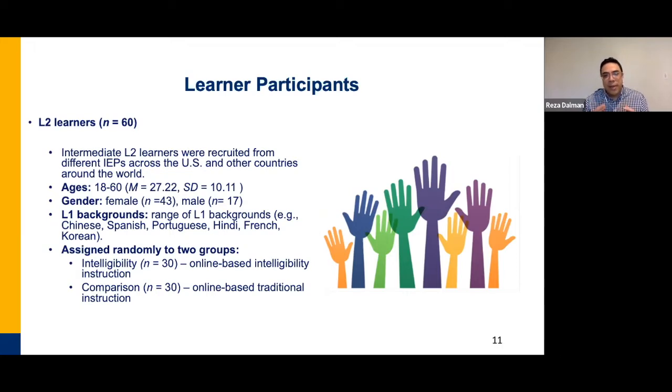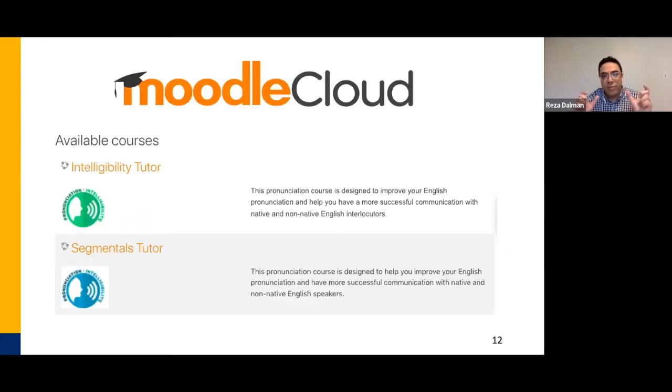The recruited participants were randomly assigned to two groups: the intelligibility group, which received online-based intelligibility instruction, and the comparison group, which received online-based traditional instruction, which was mostly segmental-based instruction. Both of the two groups received online-based instruction through two fully online tutors, which were hosted in Moodle, which is a learning management system. The intelligibility group received instruction through the intelligibility tutor, and the comparison group received instruction through the segmentals tutor.